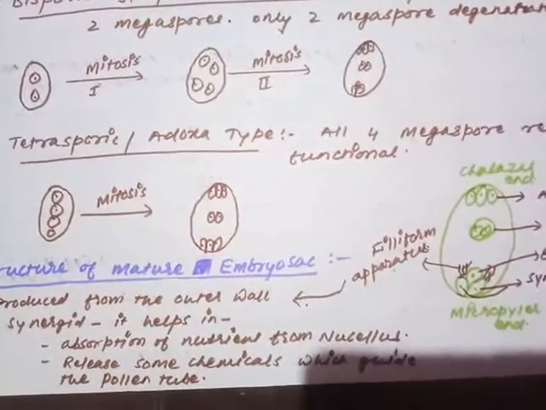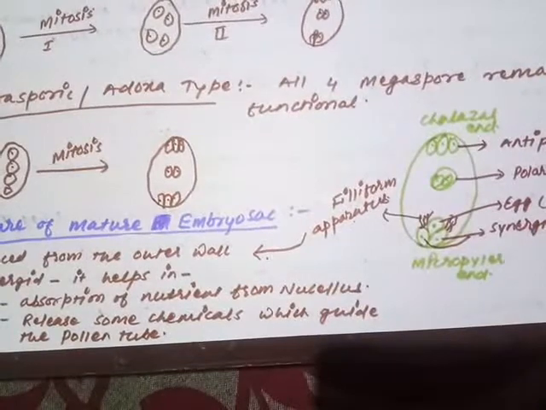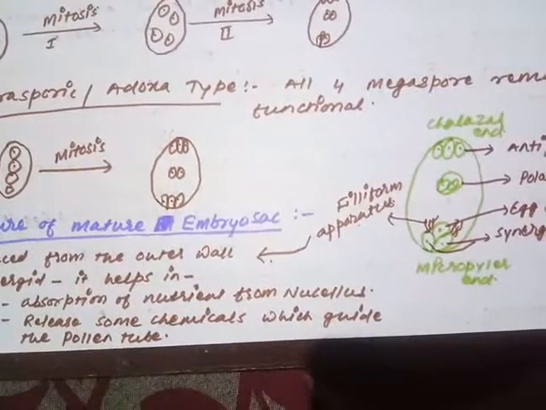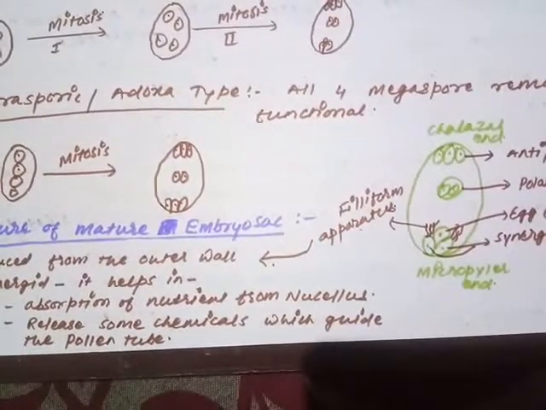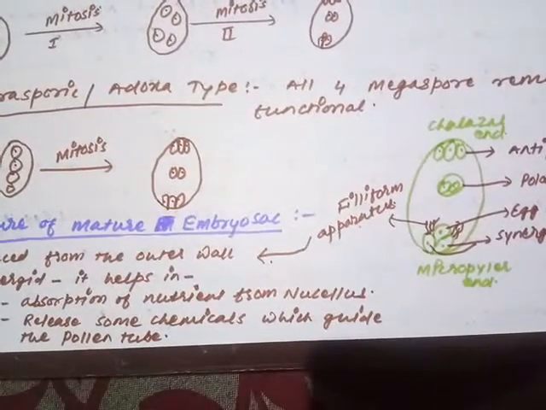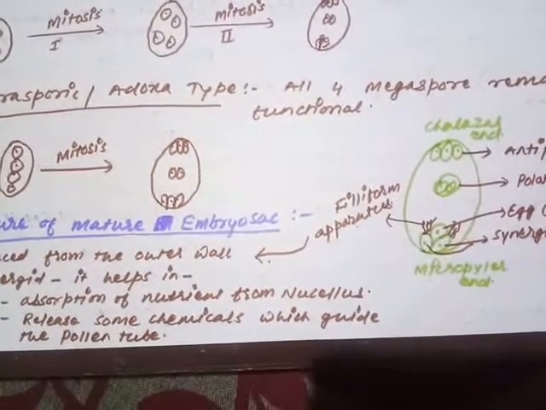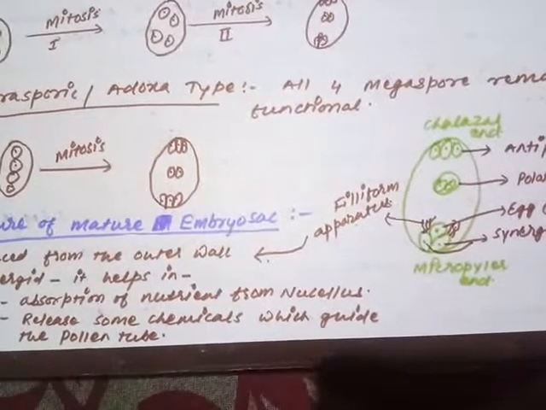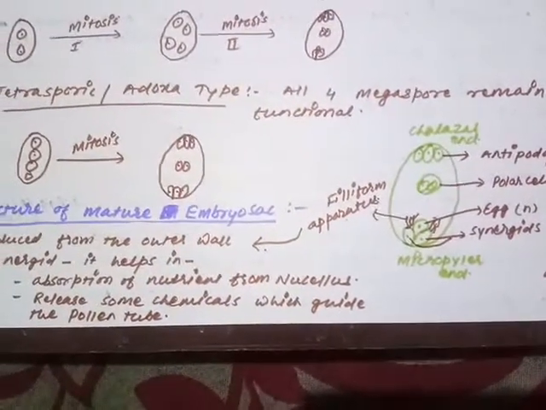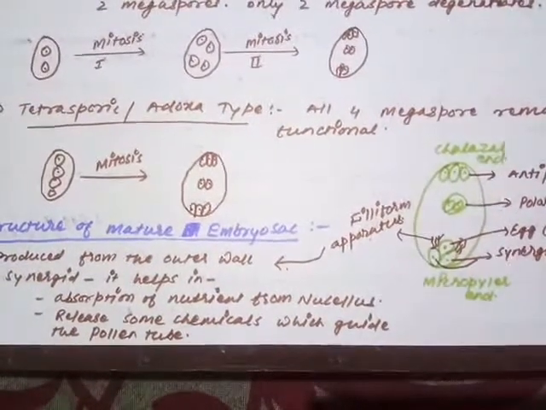8 nuclei are formed by mitotic division, and these nuclei are surrounded by cytoplasm, undergoing the process of cytokinesis. So 7 cells are formed. How 7 cells? Because 3 are lying at the chalazal end and 3 at the micropylar end, and 1 is lying in the central region, which is called the central cell or the polar cell. So this is 7-celled, but 8 nuclei are present: 3 plus 3 on the micropylar end and the chalazal end, and 2 nuclei lying as the polar nuclei in the central region. So this is all about the structure of the mature embryo sac, development of the female gametophyte.